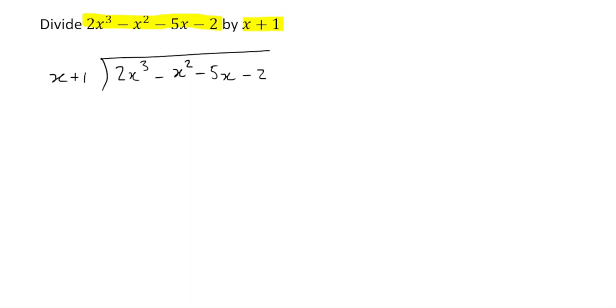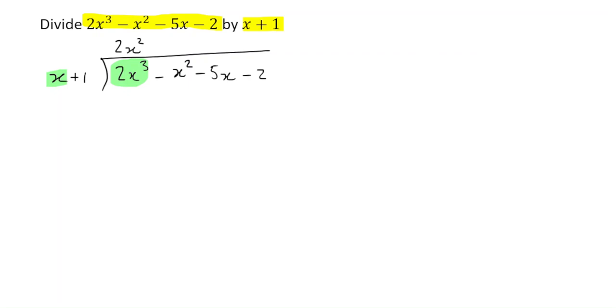Okay. How do we do this? Well, firstly, we've got to identify the leading term, which is this term here. And we take that term and we divide it by this term there. So we do 2x cubed divided by x, and that's going to give us 2x squared.